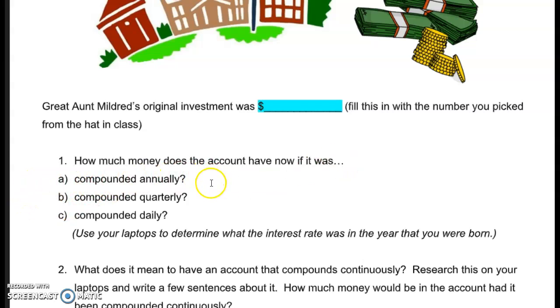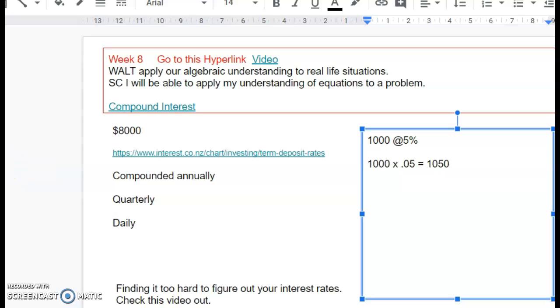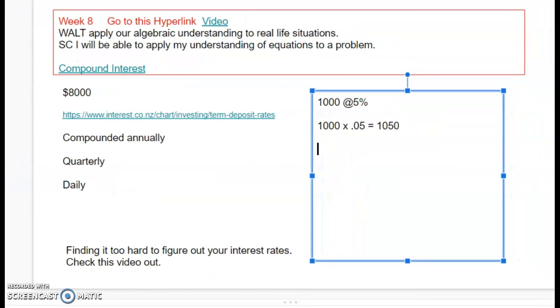You need to work out how much the money would be now if it was compounding annually, which is once the interest is added on once a year, or quarterly, which means the interest is added on 4 times a year, or daily, which means it is added each day, 365 times in a year. Okay, so let me just straighten this up for you so you can see. There you go. Your initial investment, or Aunt Mildred's initial investment, is $8,000.